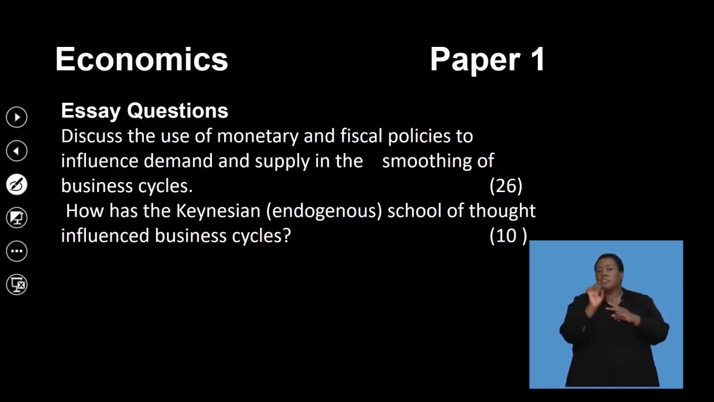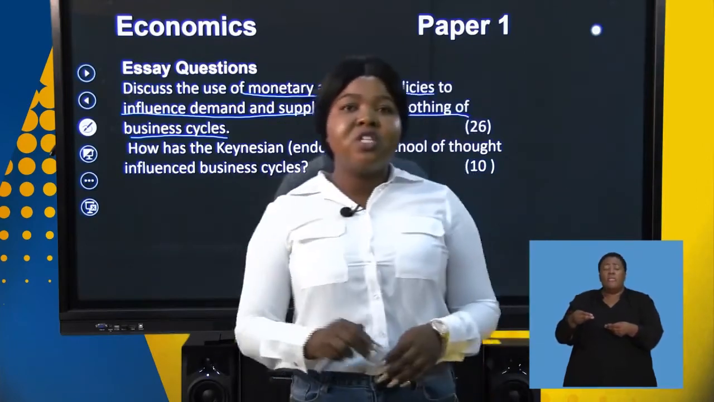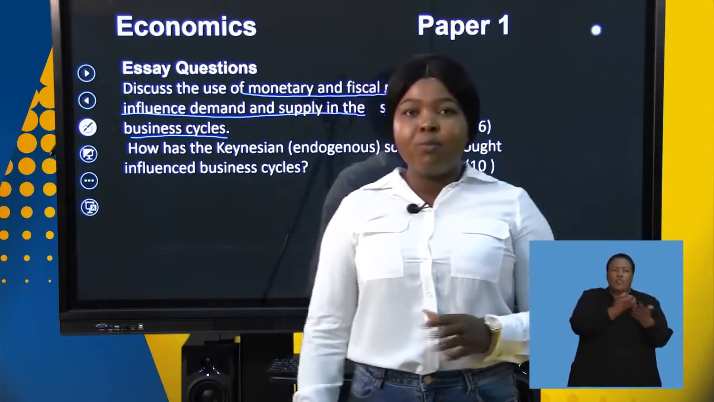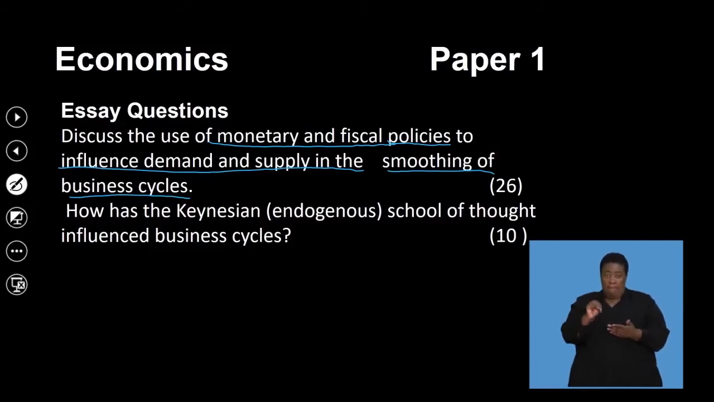Discuss the use of the monetary and fiscal policies to influence demand and supply in smoothing out business cycles. The other way that they ask this question is when they ask you about the new economic paradigm. You need to be able to explain the fiscal and the monetary policy and how they are used to smooth out any business cycles.